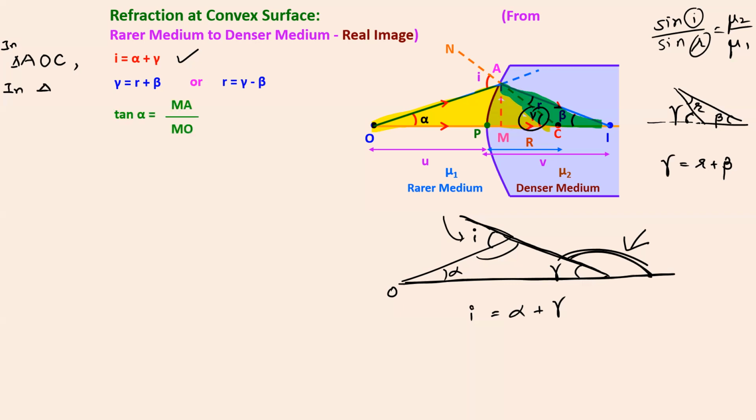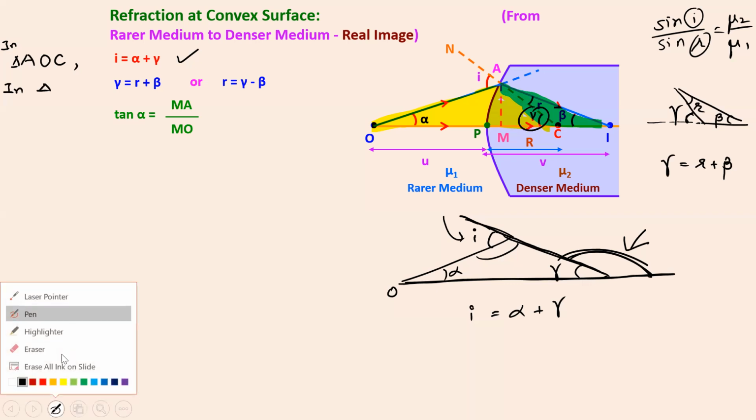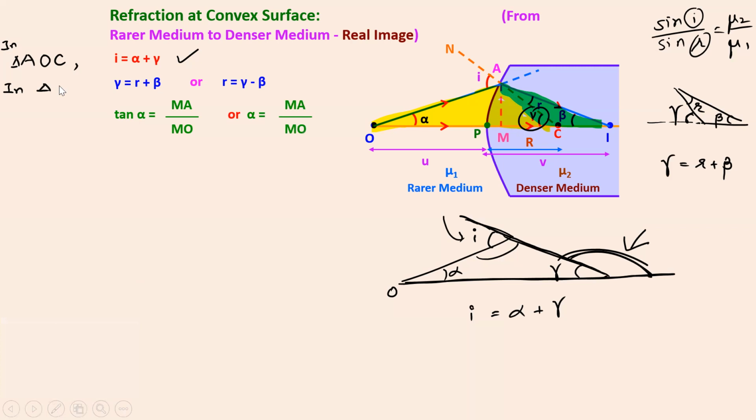But you know what? This tan alpha is already known. Which triangle? Here we did not write the triangle. So which triangle was it? It was A, C, I. In triangle AOC, I is equal to alpha plus gamma. In triangle ACI, gamma is equal to r plus beta. We made r the subject, gamma minus beta.